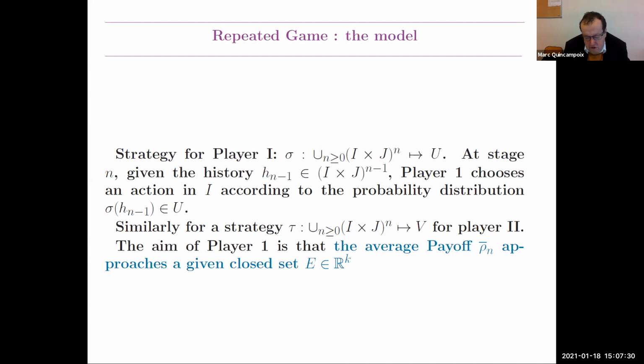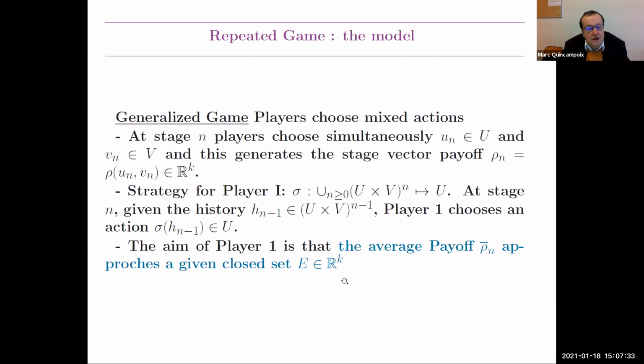I will generalize this game a little. The previous game involved pure actions. I will generalize it by considering the game where the players choose simultaneously two mixed actions, u_n and v_n, in the simplexes U and V, and this generates a vectorial payoff rho_n as previously.